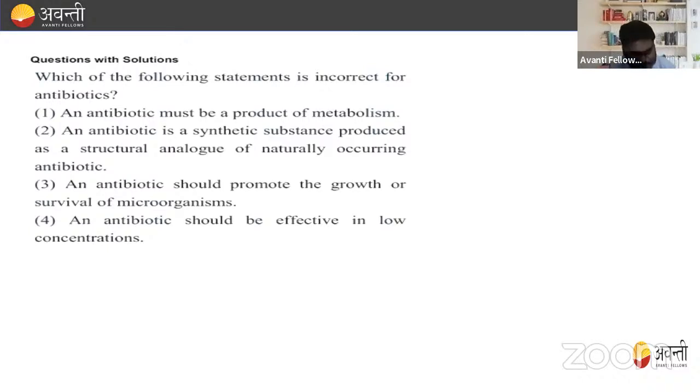Okay? So out of these four, which of the following statements is incorrect regarding antibiotic? Try to think, beta. Should an antibiotic promote the growth or survival of microorganism? Is this correct? Or does it destroy the growth and survival of microorganism? Which is likely to be correct, beta? We already discussed it in the last question, right? So according to you, which one is the correct option for this question? I'm waiting.